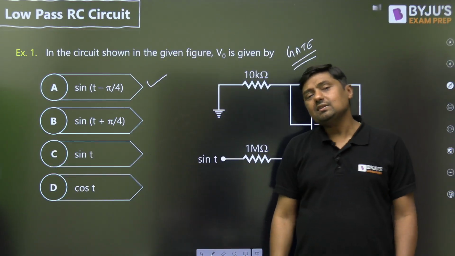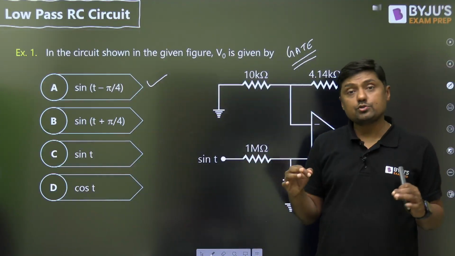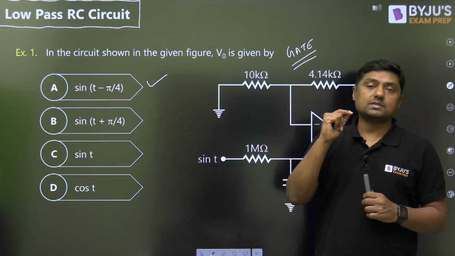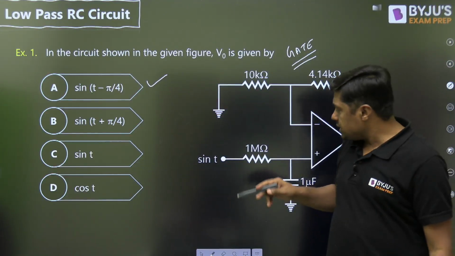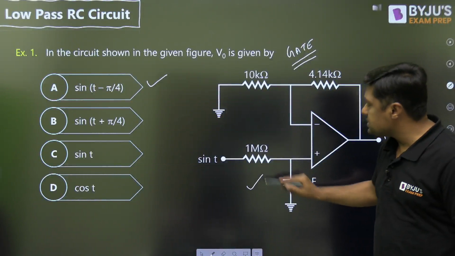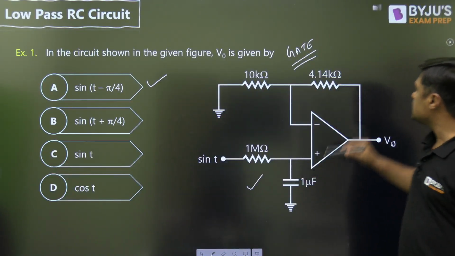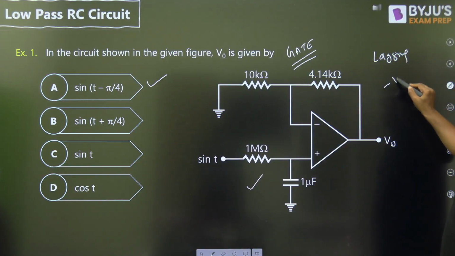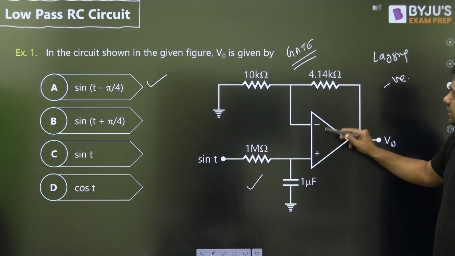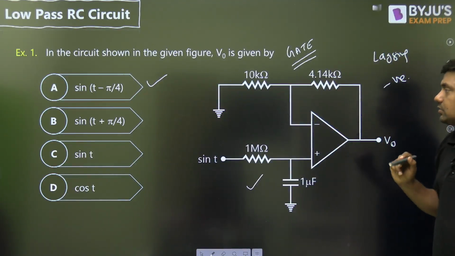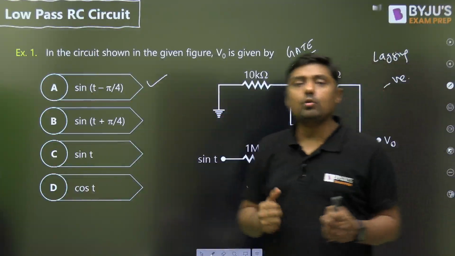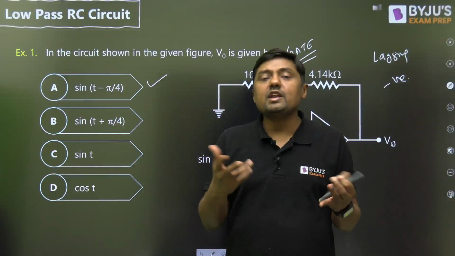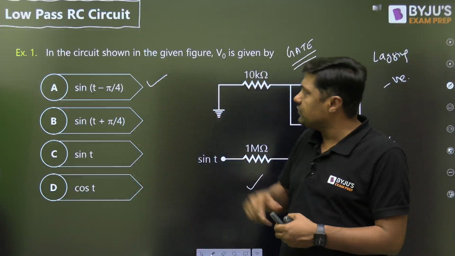Now, this is an MCQ, a multiple choice question. One answer is correct. In a few seconds we can give the answer. How? What is this circuit? A low pass RC circuit. What about the low pass RC circuit? It is lagging. Lagging means it has a negative phase shift. What is this circuit? A non-inverting operational amplifier. What is the phase shift introduced by it? 0. So what is the overall phase shift? Negative.